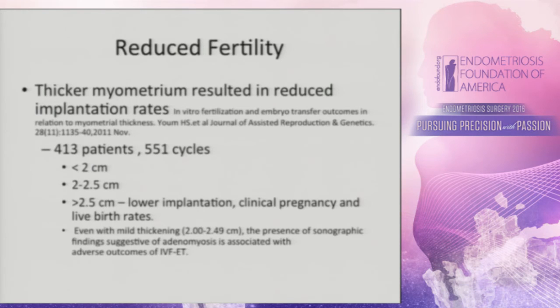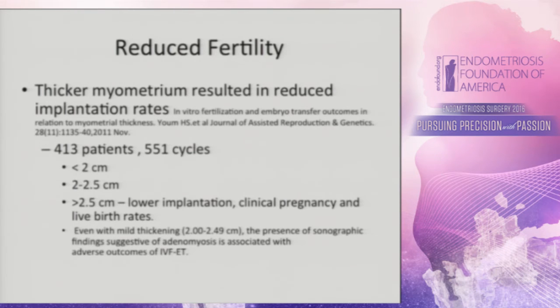And there's lots of studies. This is out of Japan. They looked at 413 patients undergoing in vitro fertilization and just looked at those who had asymmetrical myometriums. If the myometrium was thicker on one wall than the other wall, then these patients had suggestions of adenomyosis. They had lower implantation rates, lower clinical pregnancy rates, and lower live birth rates.